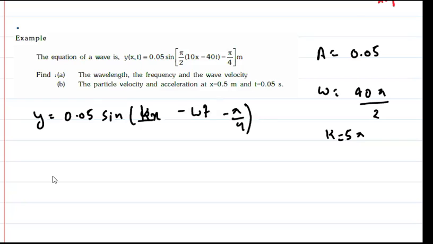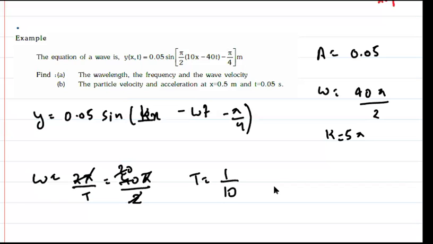Okay, so we know the basic formula. Omega is equal to 2 pi by T, is equal to 40 pi by 2, right? Which is 20 pi. Pi cancels. T is equal to 1 by 10. Or frequency is equal to 10 hertz. Anyone have any issue in this? Right? Got it, everyone? Sorry, time is 1 by 10 seconds. Frequency is 10 hertz. Clear, everyone? Easy?